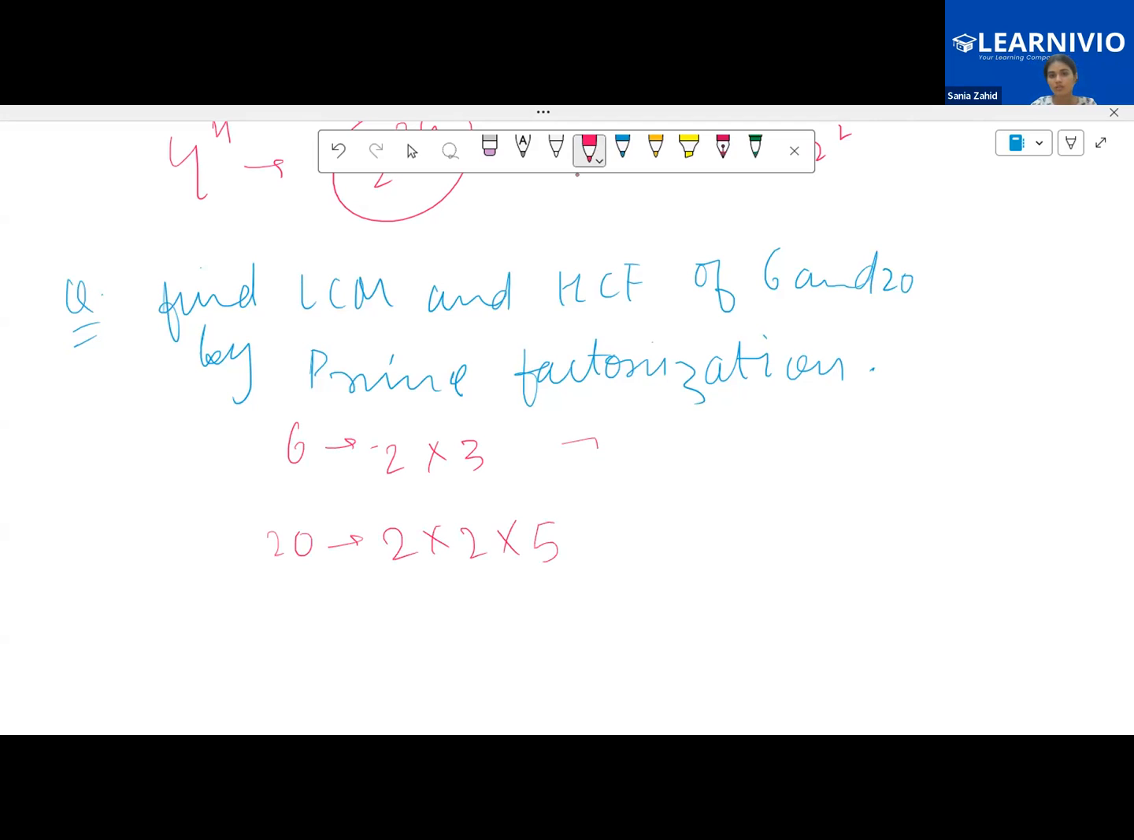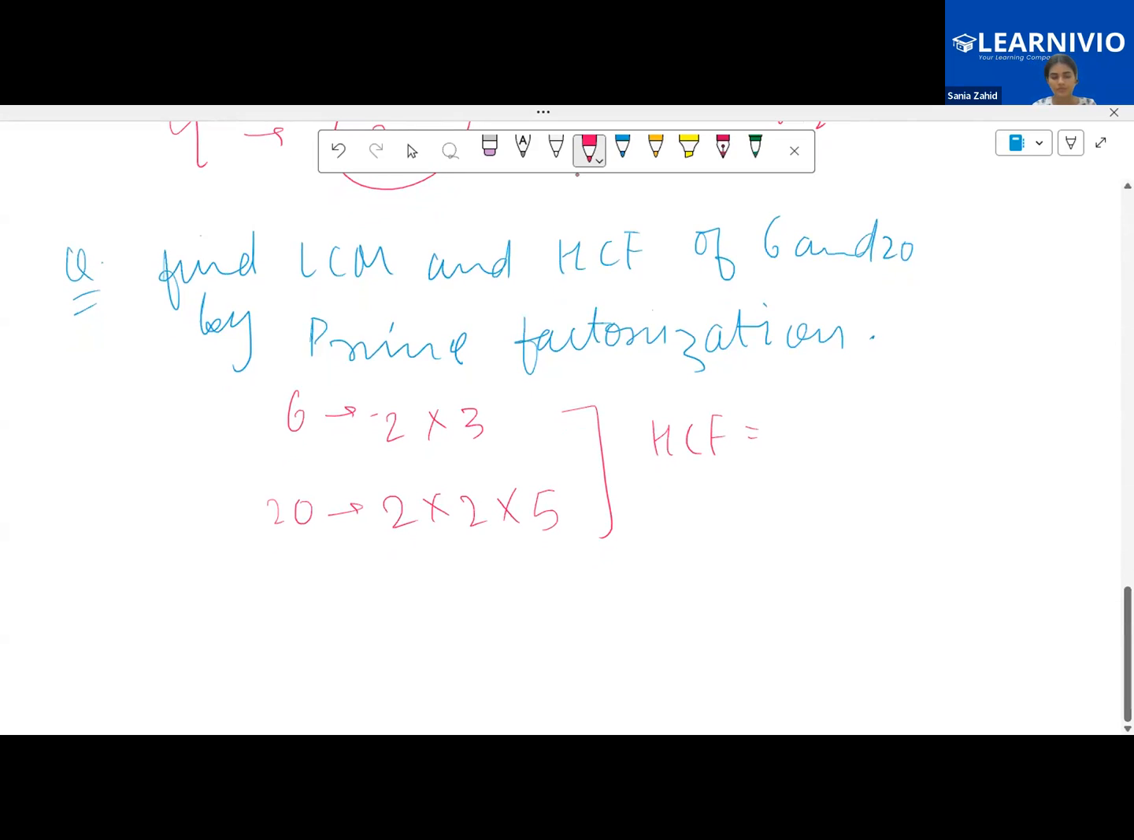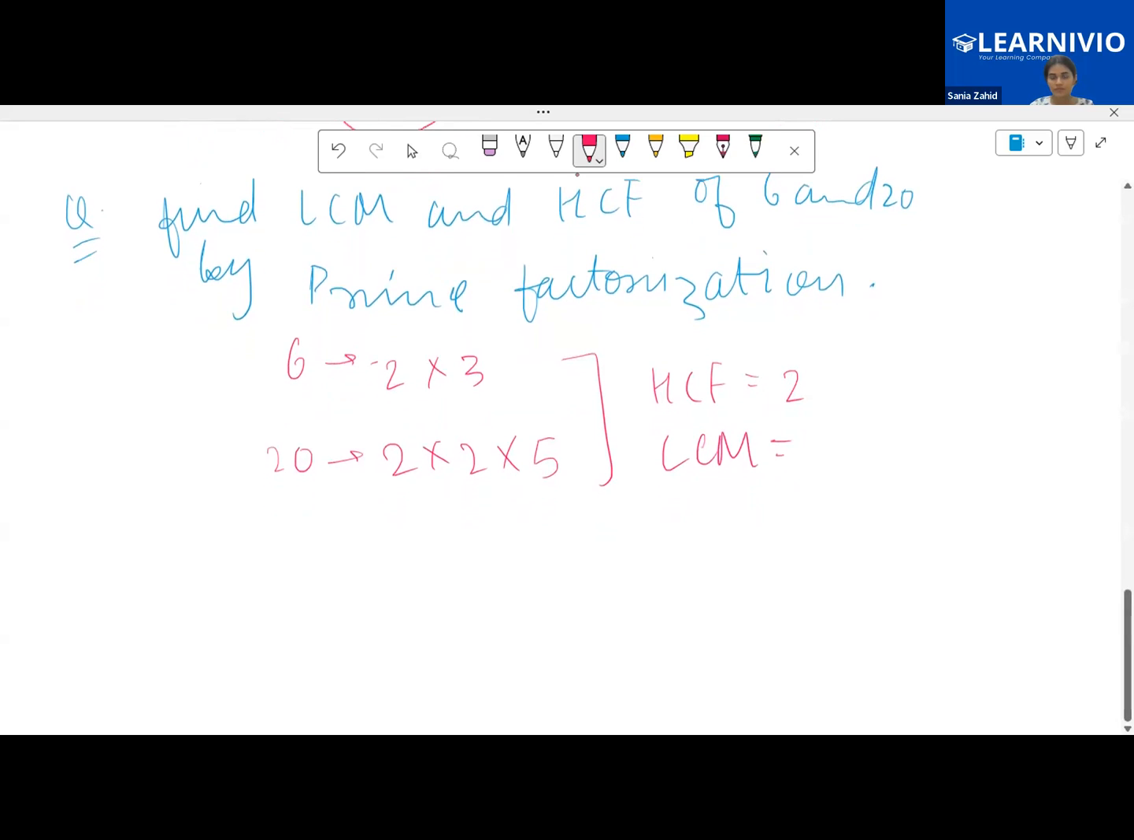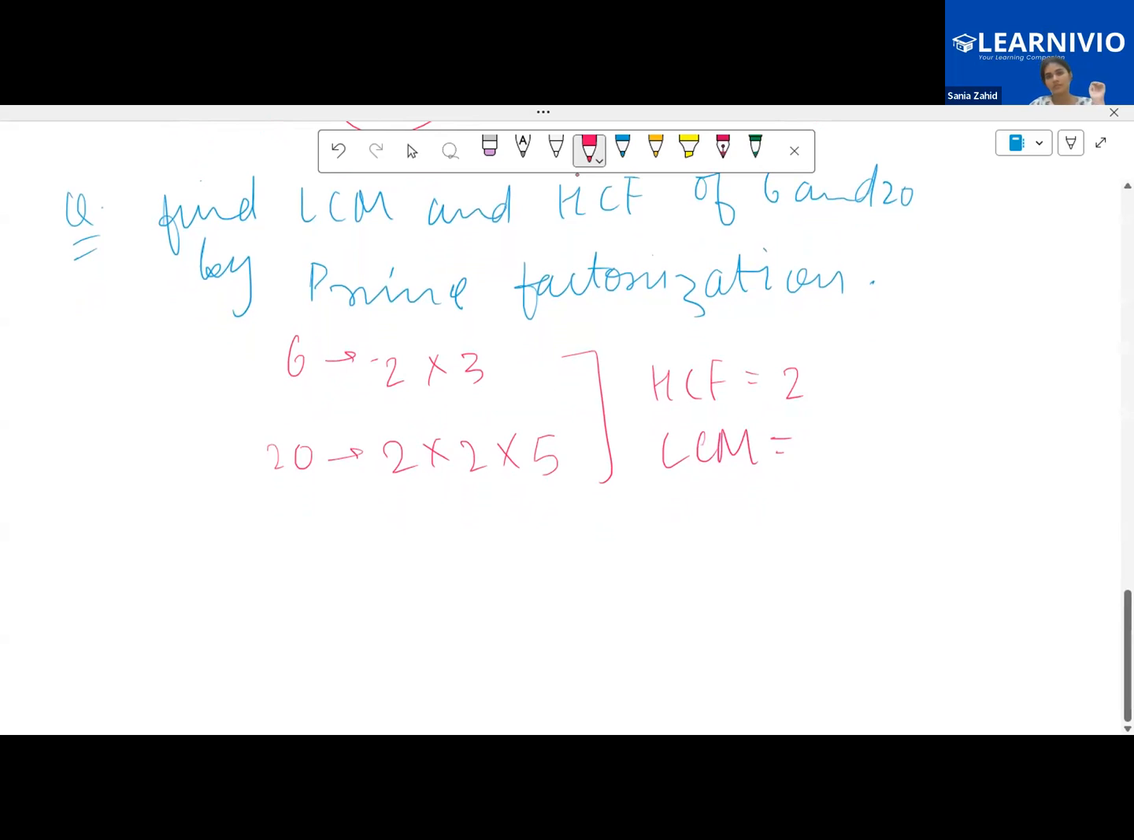Okay. So what will be the HCF? 2. How? We'll take what is common, because 2 is common in both of them. Yeah, and the lowest power of 2 is 1. So 2 to the power of 1, that means 2. And the LCM? LCM is 60. We'll take 2 from 6 and then 3 from 6, and then we'll take 2 square into 5 from 20.